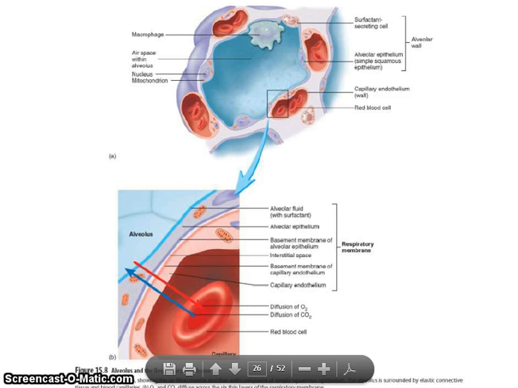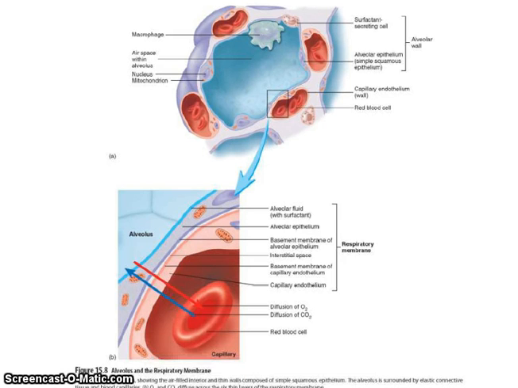Take a look at this and be familiar with how this system operates, and think about the importance of the surface area as well as the thickness of this respiratory membrane. What would happen if there were reduced surface area of the alveoli because of a disease such as emphysema?